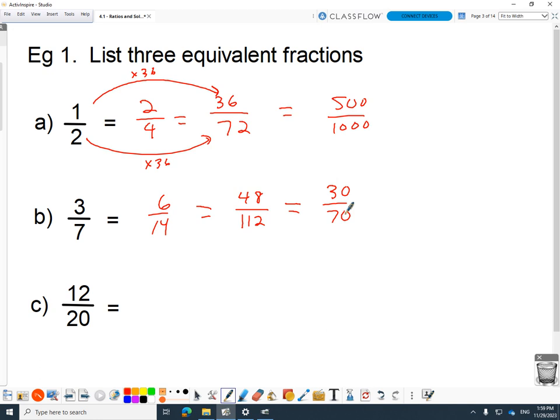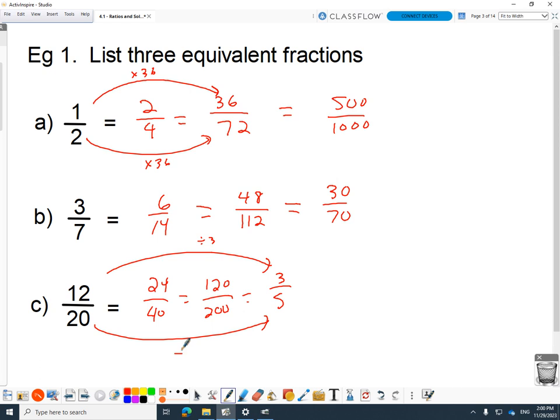12 over 20. Could multiply them both by 2. Could multiply them both by 100. But here's a little turning point in the lesson. You can also divide by anything you want. What number can you divide both these numbers by? They both will divide by 4, so I could do 3/5. So take a note of that. Write that on there. You can also divide by whatever you want.